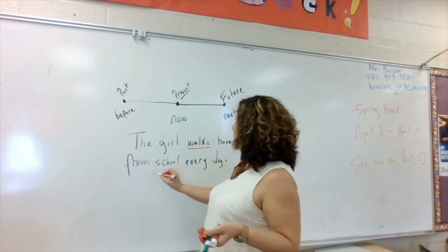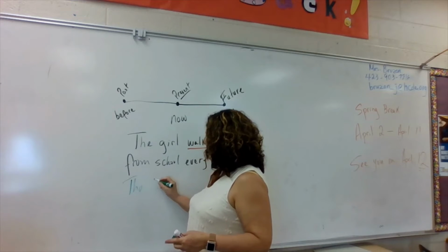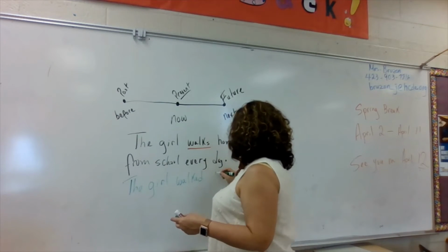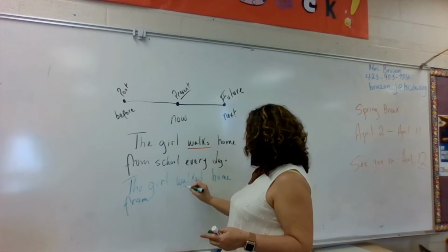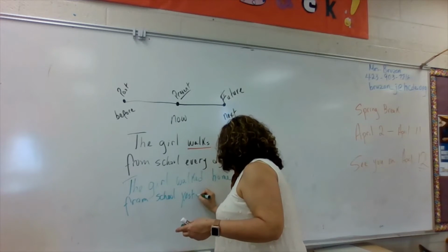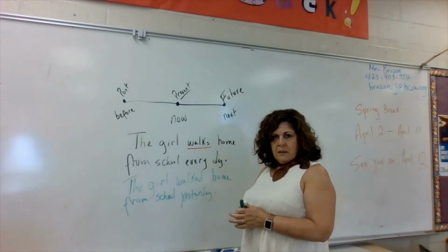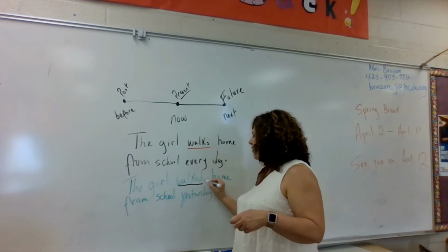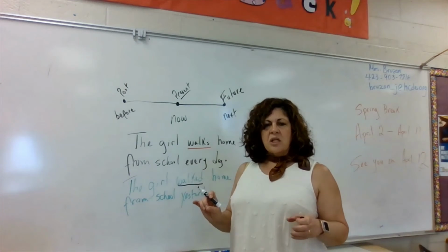So let's go ahead and write another sentence over here, and you're just going to tell me what is the difference between the two sentences. Okay, so here we have: the girl walked home from school yesterday. So what is the difference between the two sentences? If you're telling me that the verb here is a little bit different, then you are totally correct. Walked is in the past tense. So she did it yesterday.